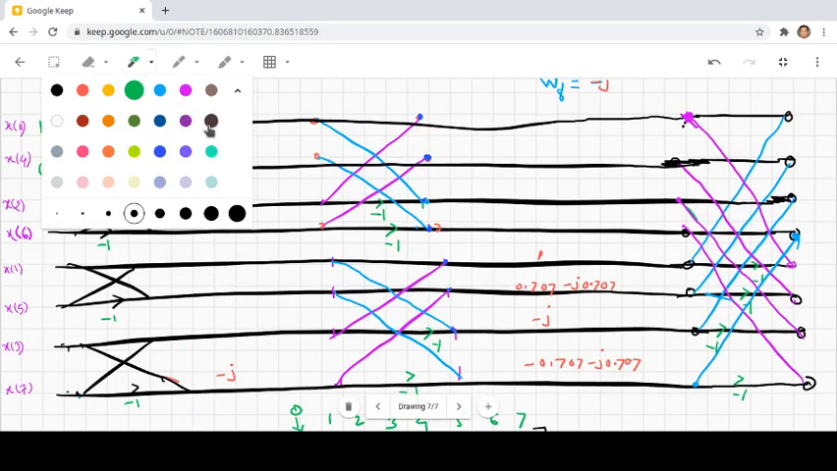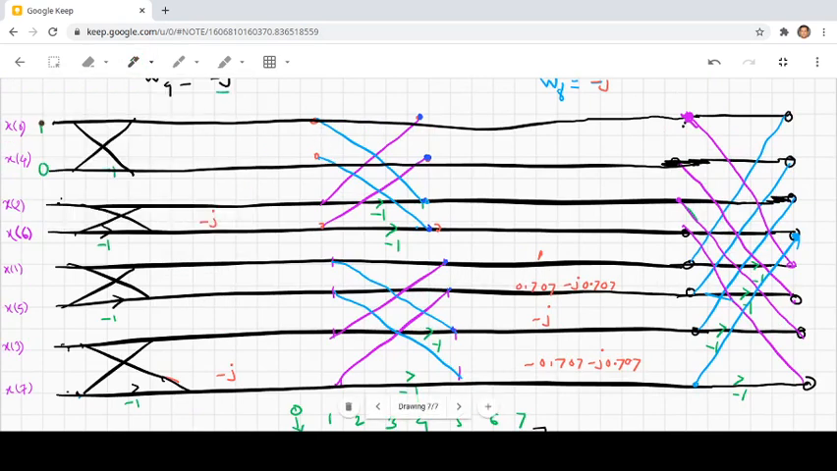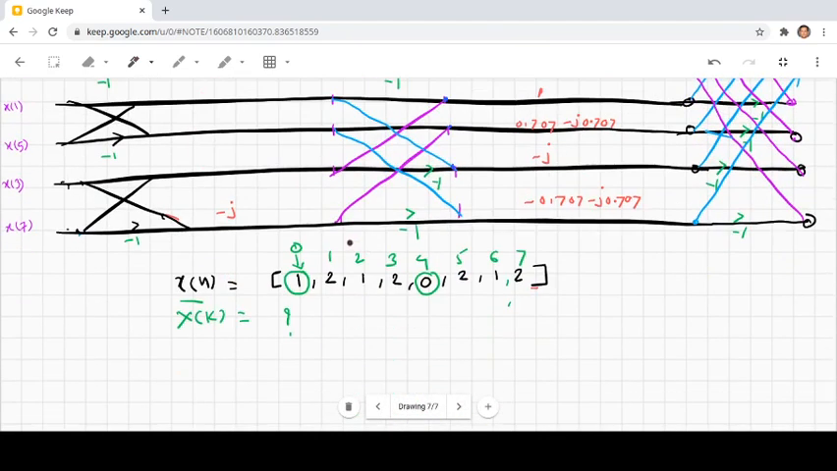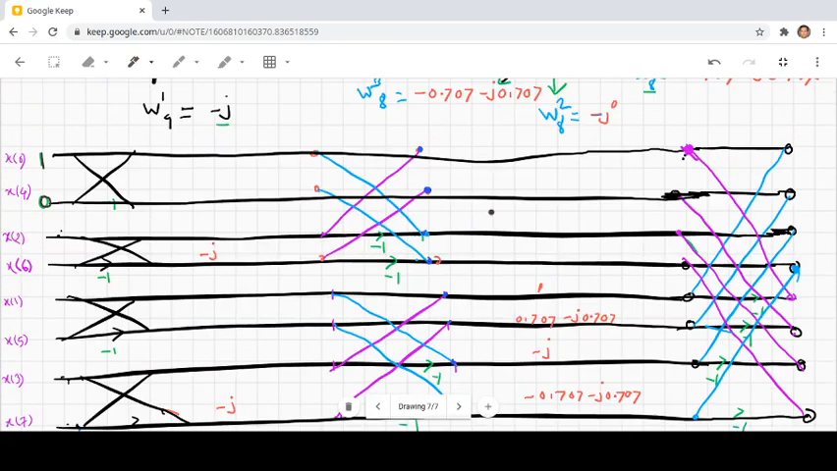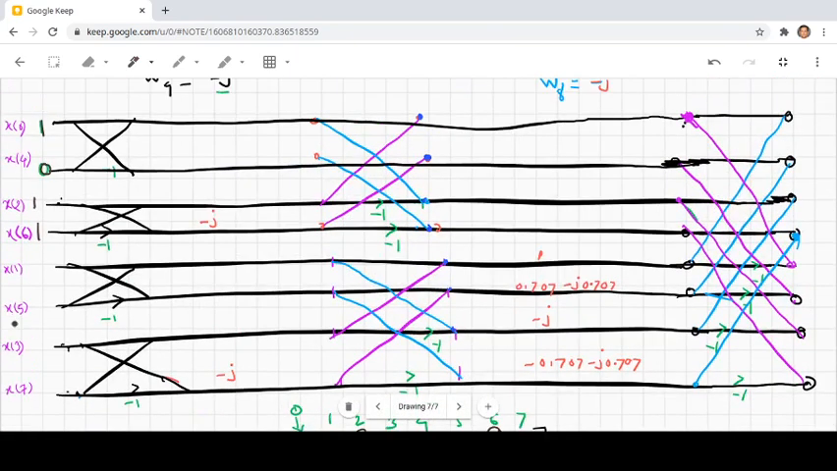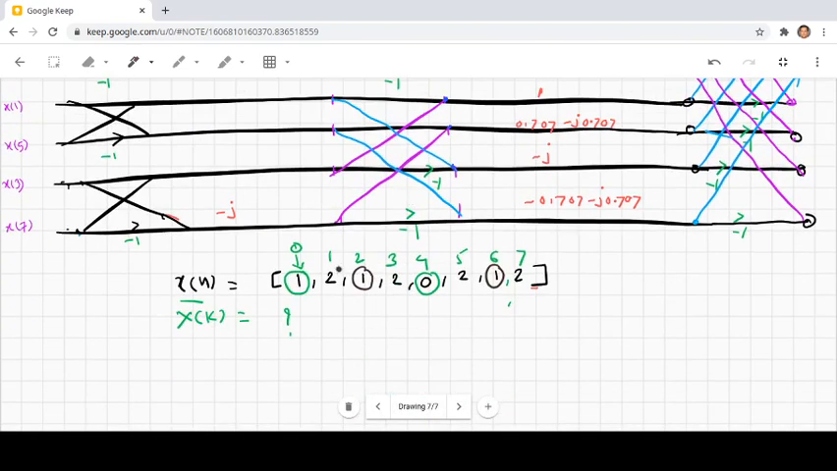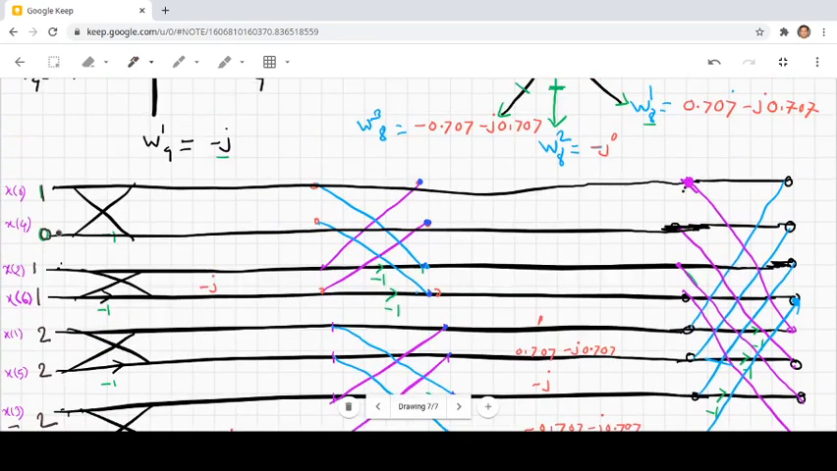I'll change the color. 1 and 0. Then 2 and 6. 2 is 1, 6 is 1. So 1, 1. Then you require 1, 5. 1, 5, 2, 2. And you require 3, 7. 3 is 2 and 7 is also 2. So I noted the bit reversal order.